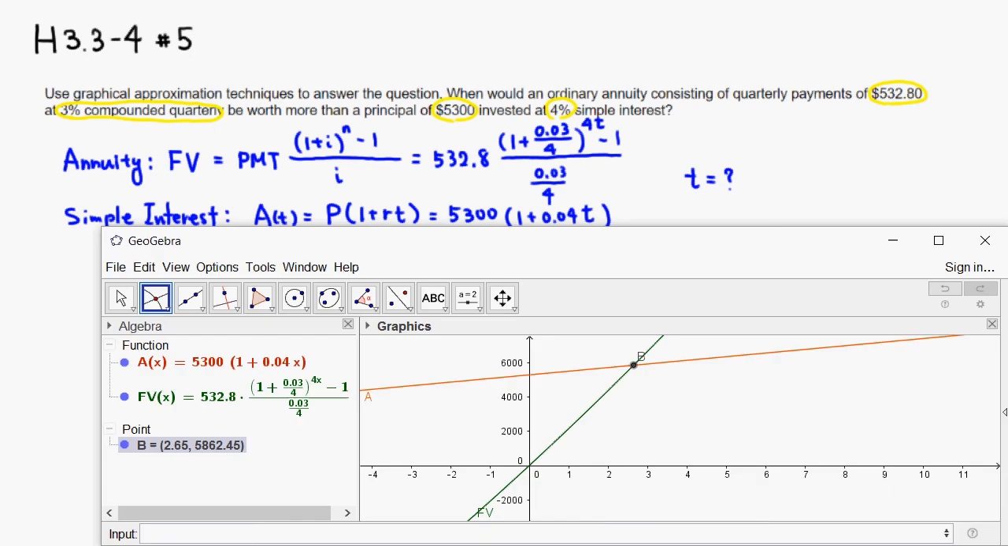Alright, maybe I should show you the GeoGebra part. All you have to do is set up the function for the future value of the annuity, and also the amount for simple interest, draw those two curves, and try to find the intersection. The x value you find is going to be the value you're looking for, because that's actually the t value that you're looking for.